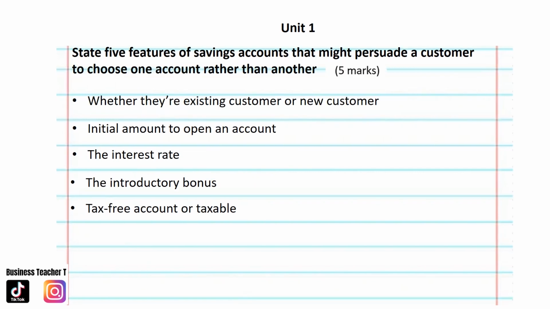A Unit 1 question. State 5 features of savings accounts that might persuade a customer to choose one account rather than another. 5 marks. Whether they're existing customer or a new customer, the initial amount to open the account, the interest rate, the introductory bonus, whether it's tax-free or taxable.